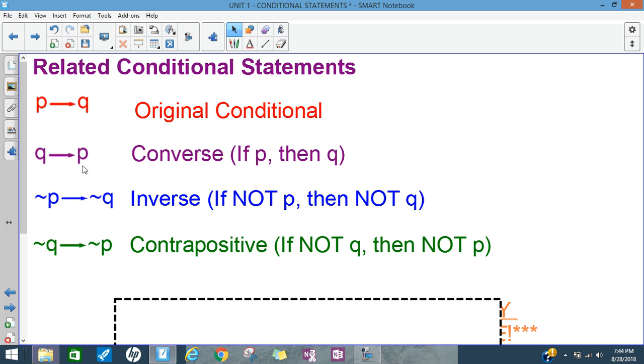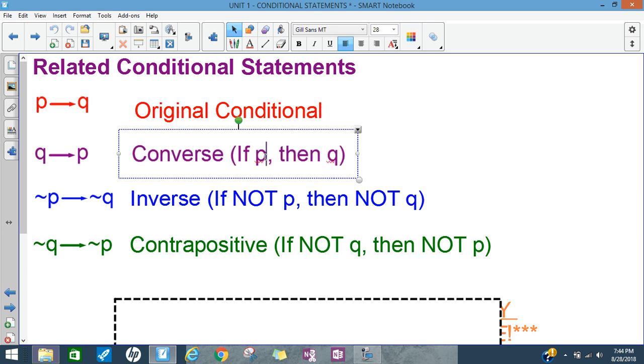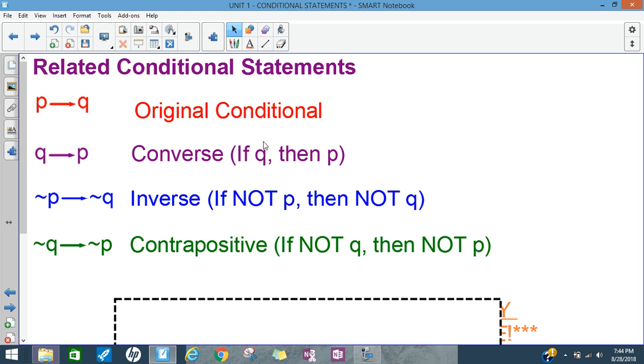So if we switch P and Q, like I've done here in purple, we call that the converse. If P, and I made a mistake here, it should say if Q, then P. So instead of if P then Q, we say if Q then P. We switch the conclusion and the hypothesis.